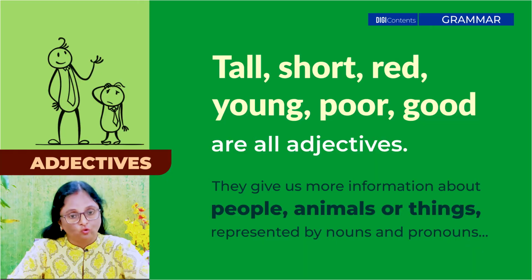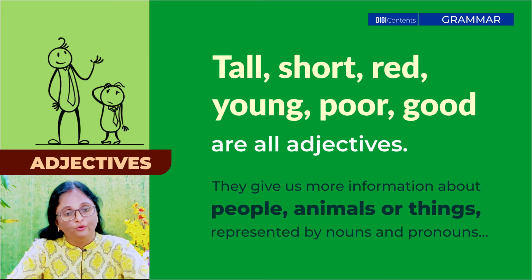They are words that give more information about a noun or pronoun. They can go in different positions in a sentence. Tall, short, red, young, poor, good are all adjectives. They give us more information about people, animals, or things represented by nouns and pronouns.